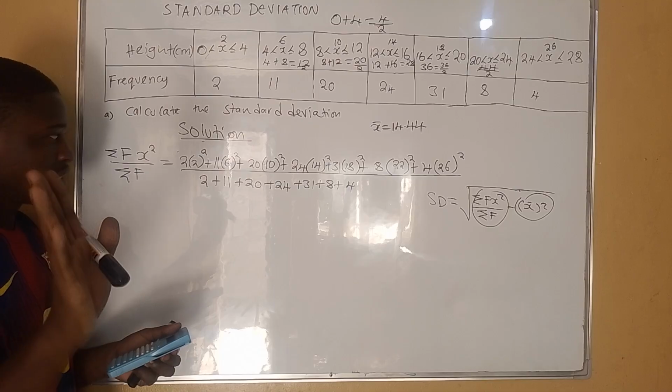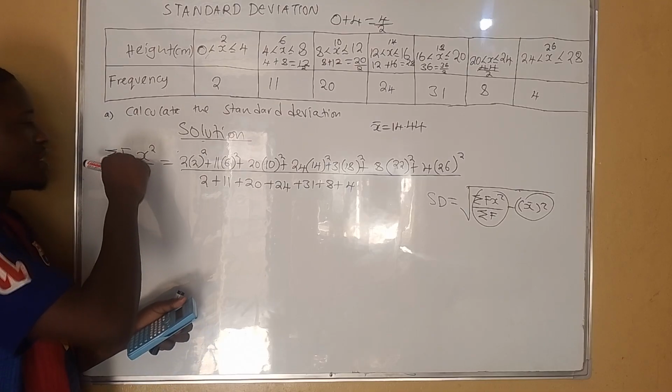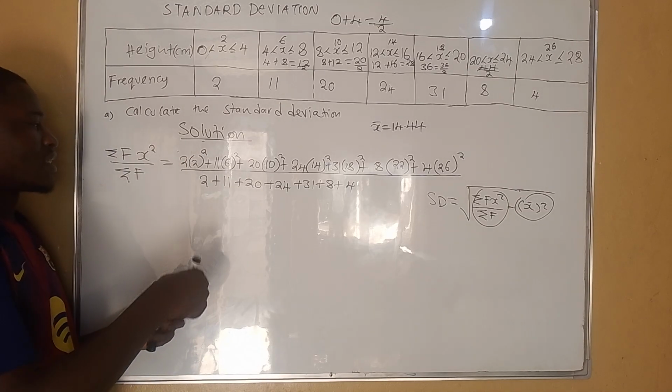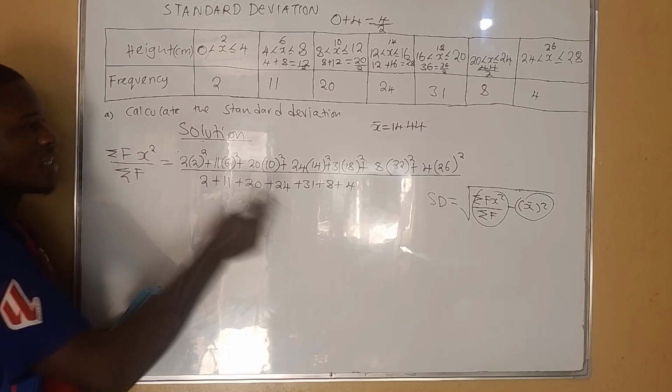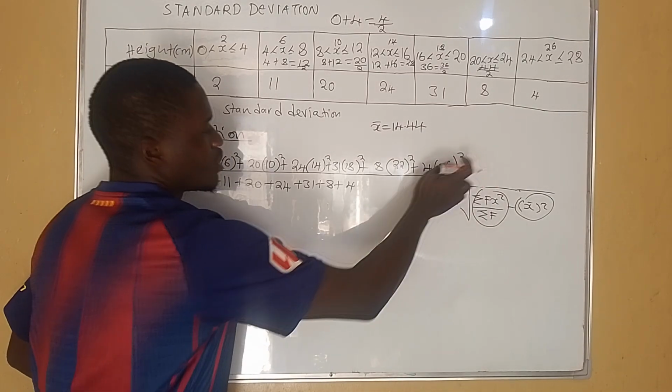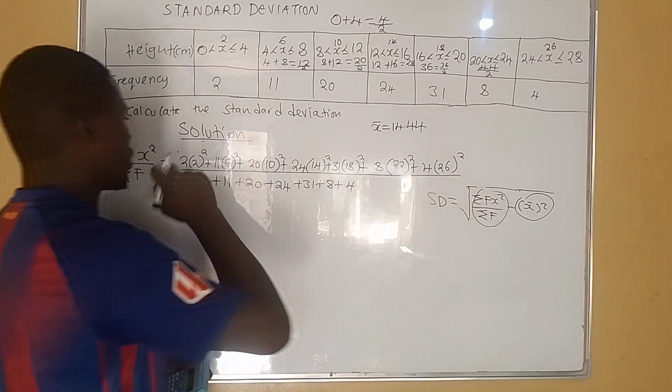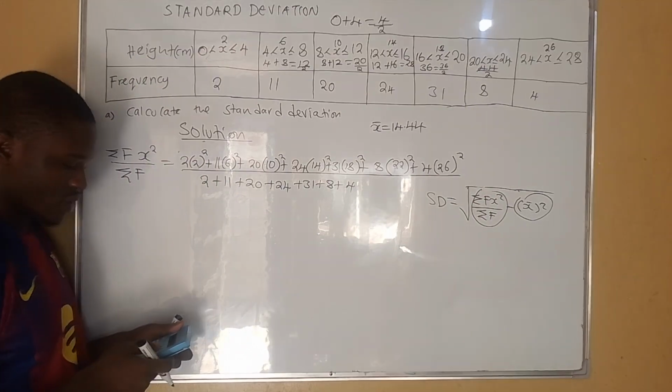Let me explain again. Okay? What we are saying is this. We know that this is x. We are multiplying f times x. So for you to find this, you just need to square the x. So that's what we've done here. We've squared the x. Okay?